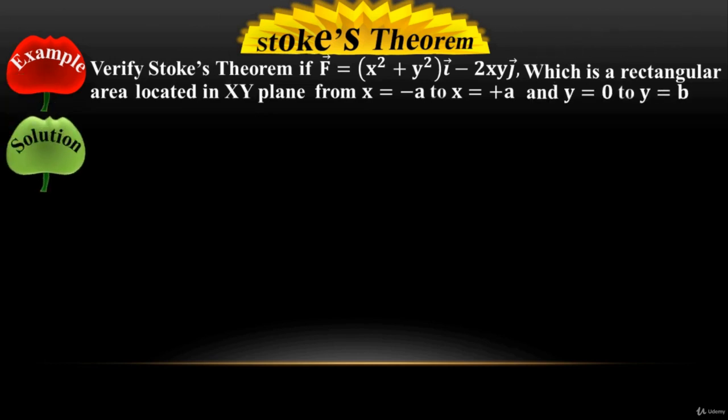Solution. The formula of Stokes' theorem is line integral equals surface integral. Stokes' theorem says that the line integral always equals the surface integral, which means that the left side equals the right side. Let me draw the diagram.